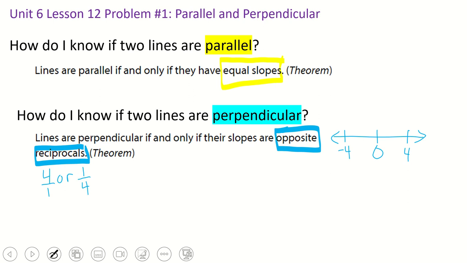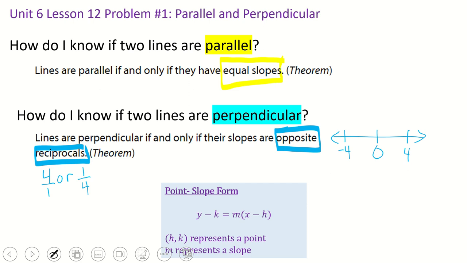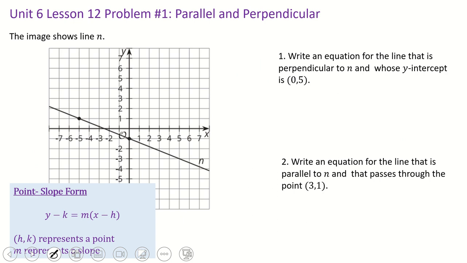One other thing that students have been practicing is using point slope form. So point slope form means that if they give you a point to go through and you know the slope, you can write the equation of the line. There are many ways to write the equations. This is just the most efficient way at this point to write it. So let's go ahead and take a look at the actual problem.